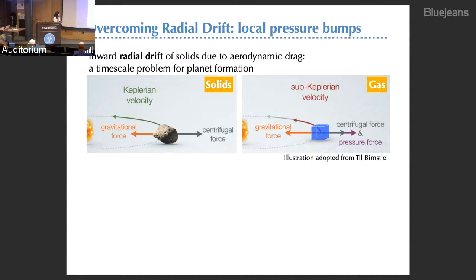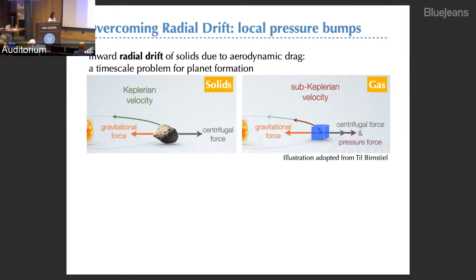The first challenge is the so-called radial drift problem. This is because the gas particles in the disk can feel the pressure force, while solids won't. The aerodynamic drag induced by this velocity difference will push those particles toward the region of high pressure, which is close to the star in a typical smooth disk. The problem with this process is that it happens so quickly that we run out of materials to build planets.